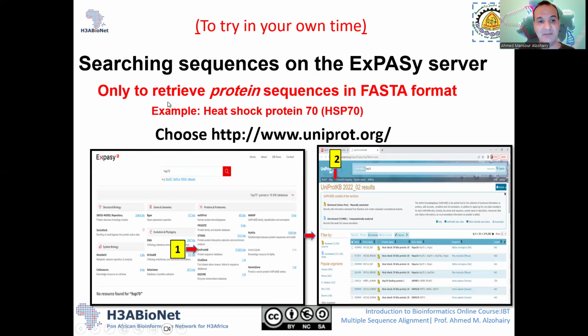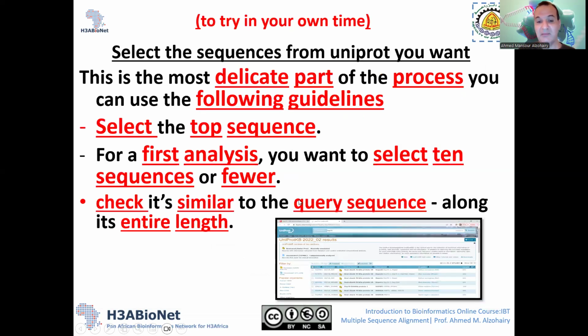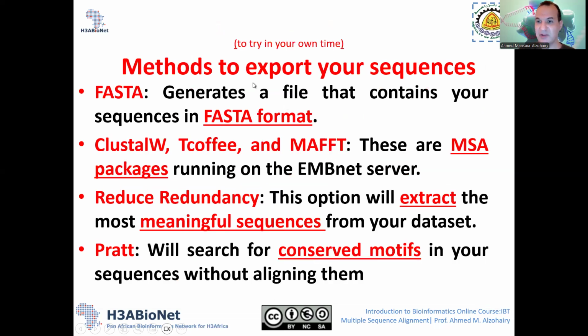Now, you can try in your own time how to search for sequences. Simply, I give you this example. You can go to UniProt, and the link is available here. You can just type heat shock protein 70, HSP70, and you will have many of them here, so you can gather your sequences. You just pick the sequences you would like to use for your research to study this protein, and then export them in FASTA format.